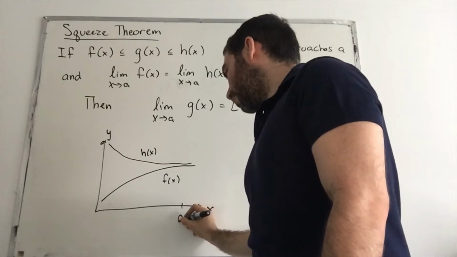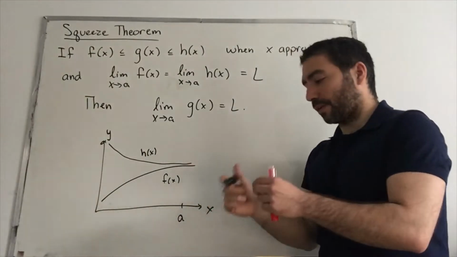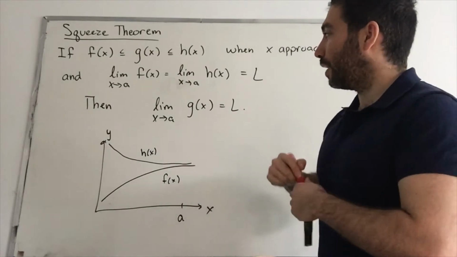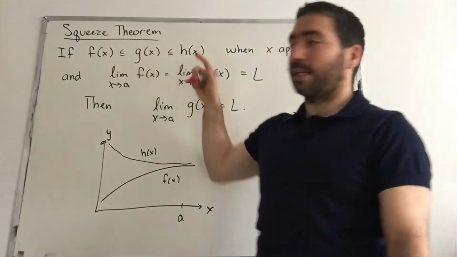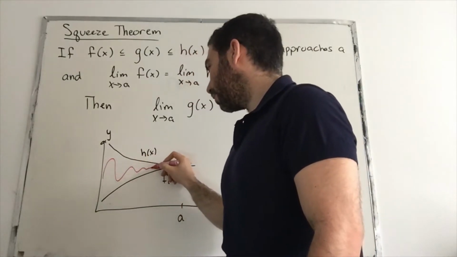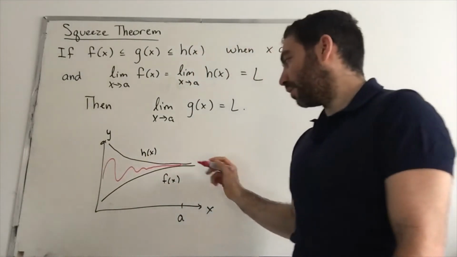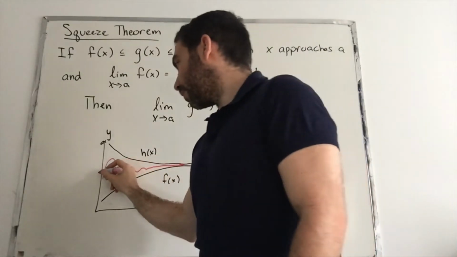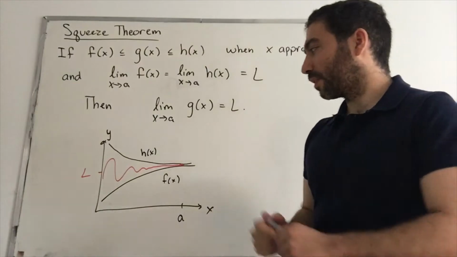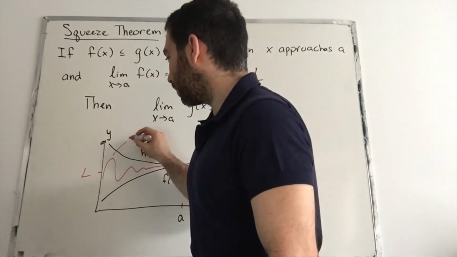And it's tending towards essentially the same value at a, so the limit is almost the same at a. And we have g of x, which is in between f of x and h of x. So g of x is somewhere here in between, just squiggling in between. And it levels out in between. So in red, this is our g of x.